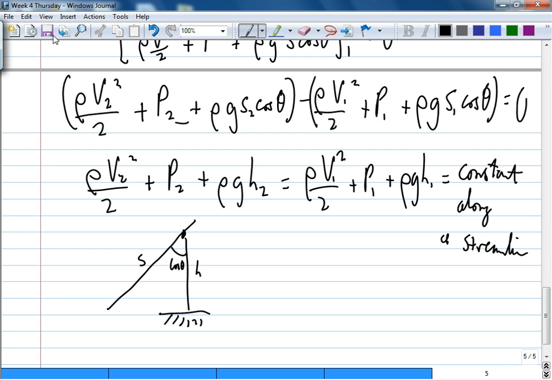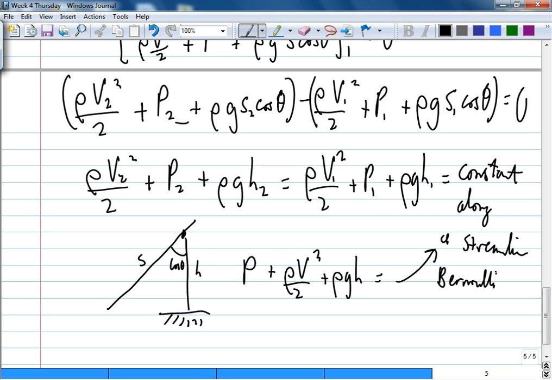Okay, so recap. This is the Bernoulli equation. Basically, Bernoulli equation: P, plus rho V squared on 2, plus rho g h equals a constant along a streamline. This is Bernoulli.